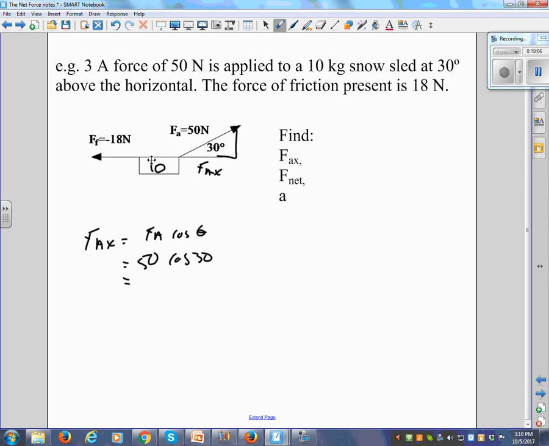What'd you get, Jeff? Well, you should figure that out before the test, don't you? Right? So let's try it right now. You're going to go 50 times cos 30 equals 43.3.